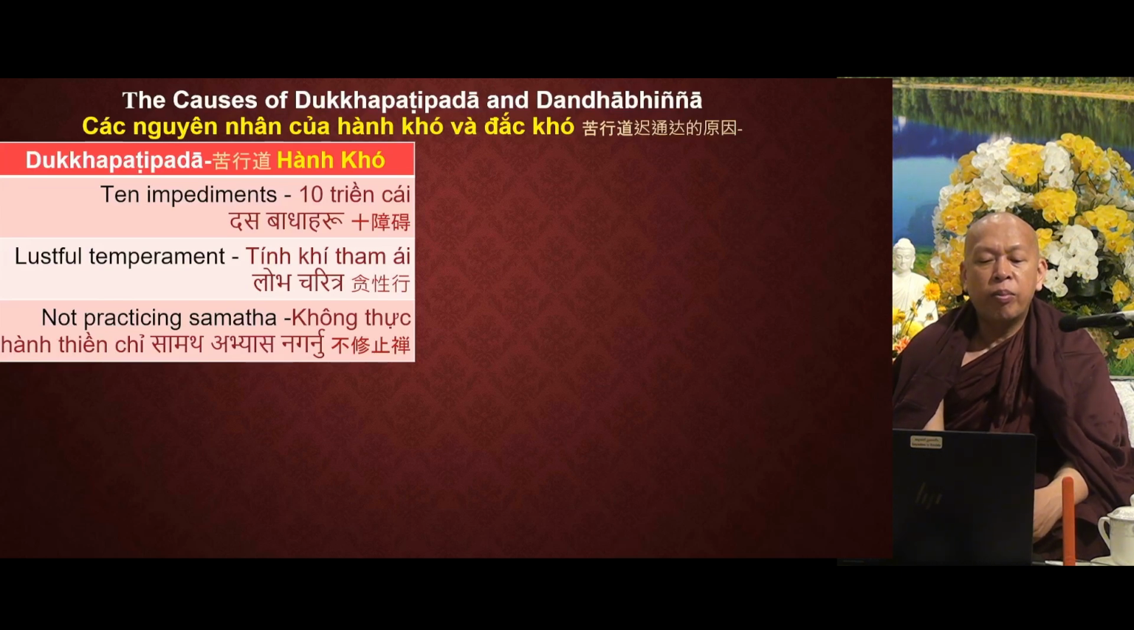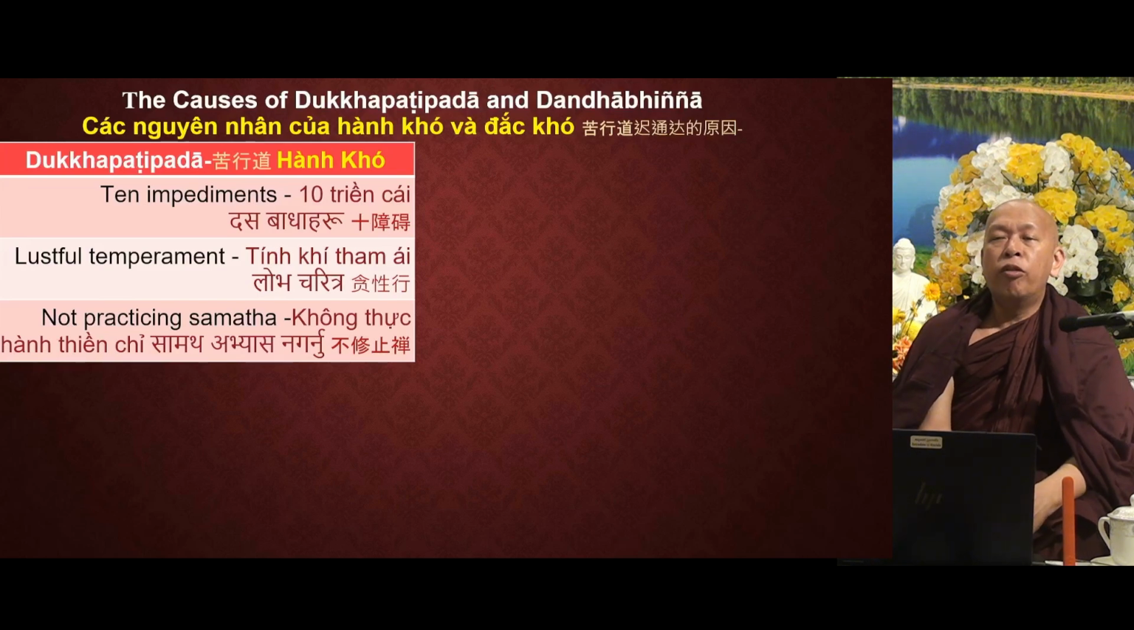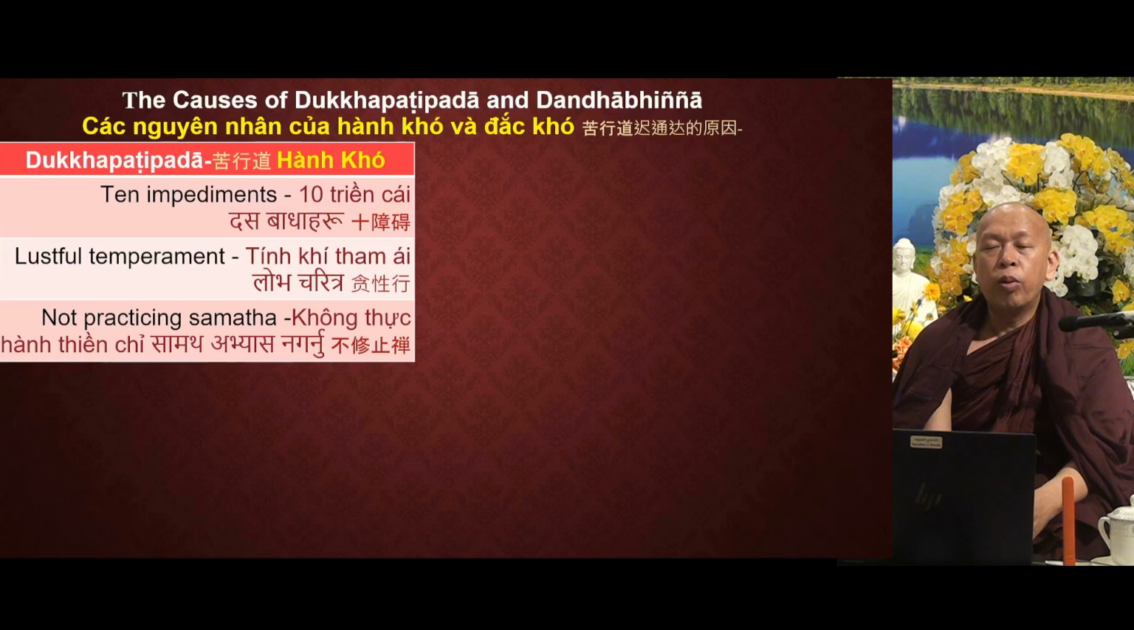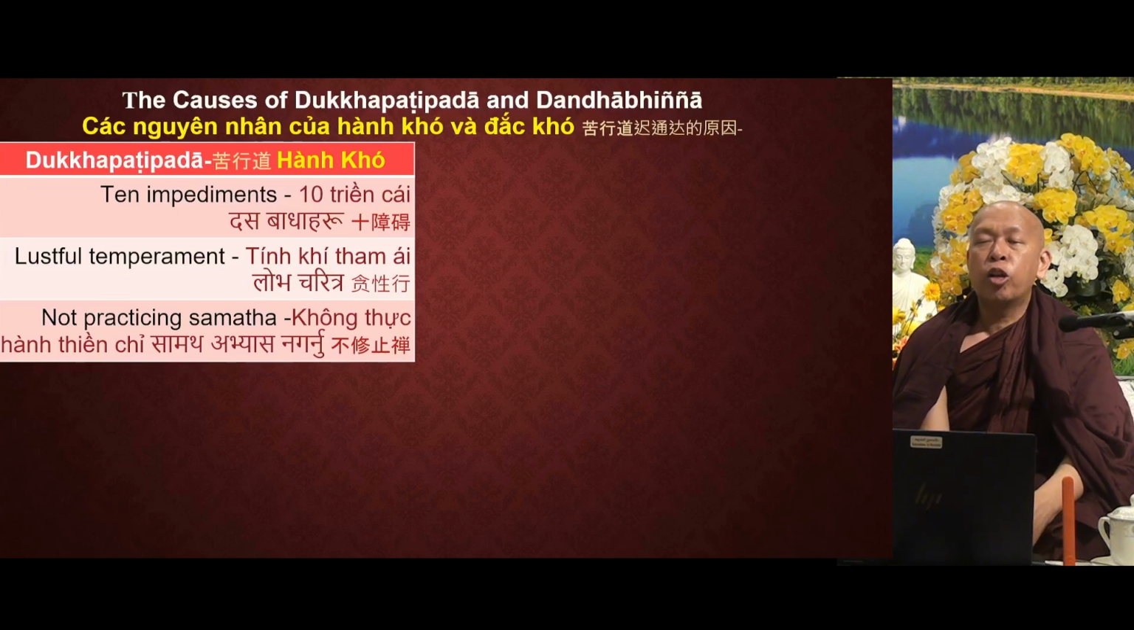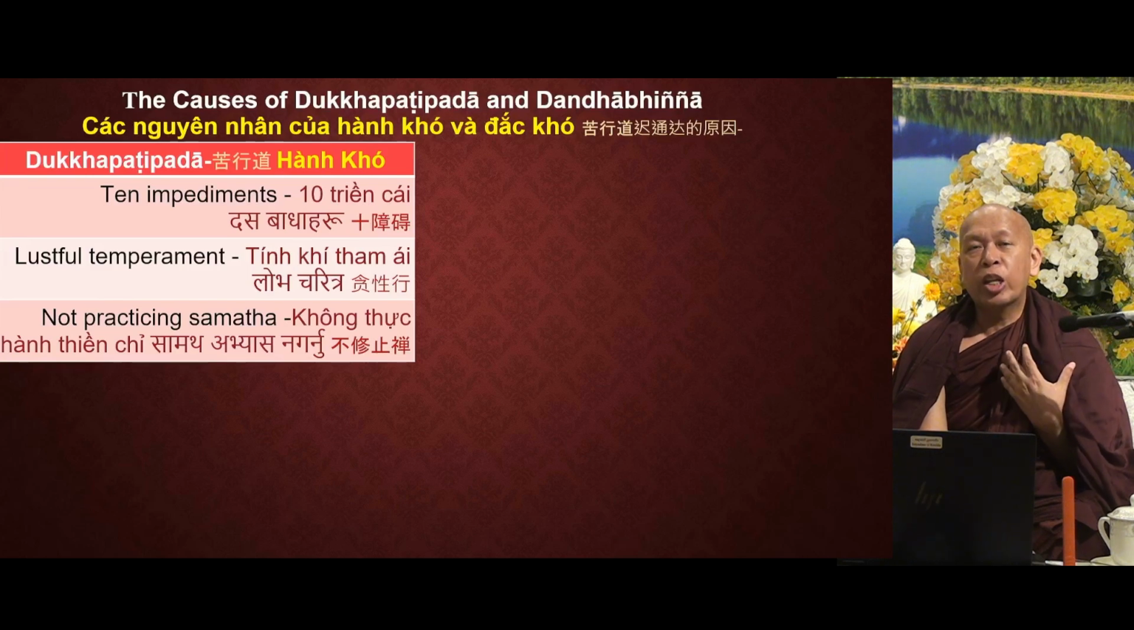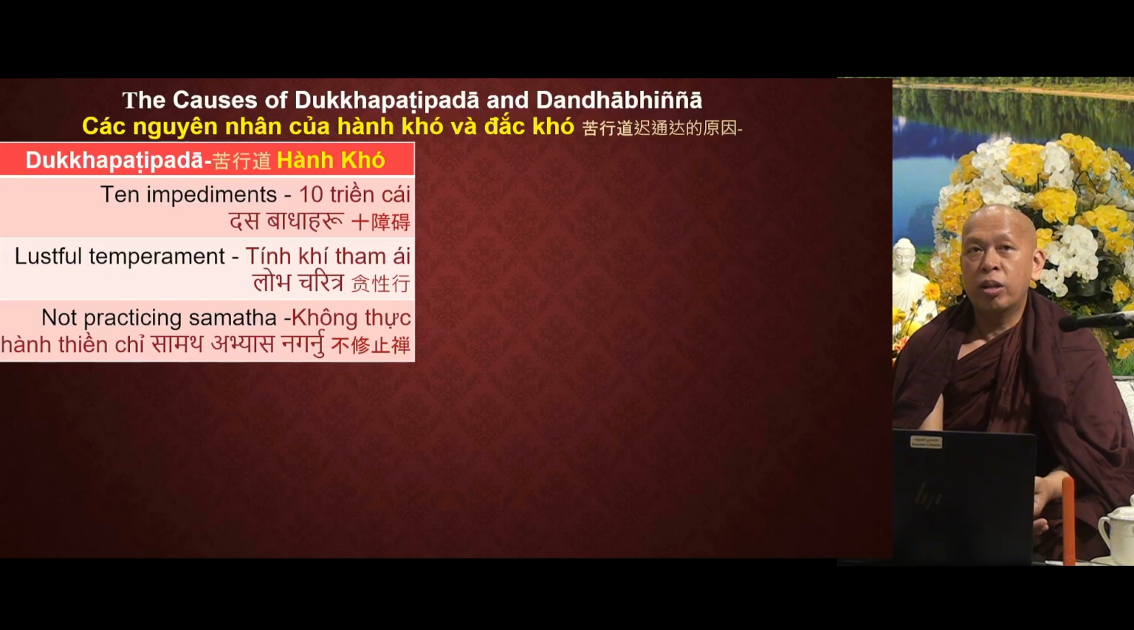The second one is a lustful temperament. Under the name of lustful temperament, we have to explain the nature of raga. Actually, in our previous topic, we already explained stain: white clothes get stained black. Similarly, our mind is naturally, originally white, but stained by attachment. It becomes messy.